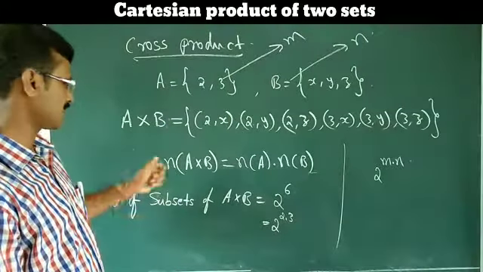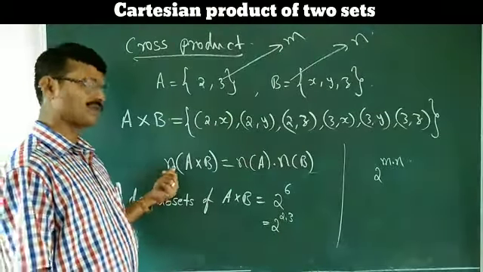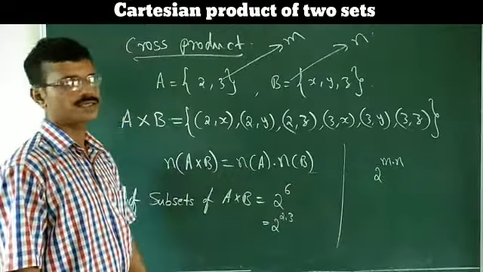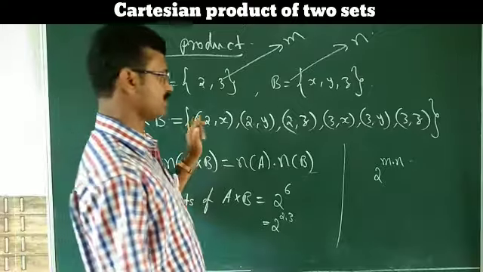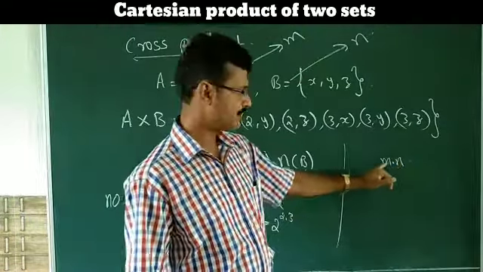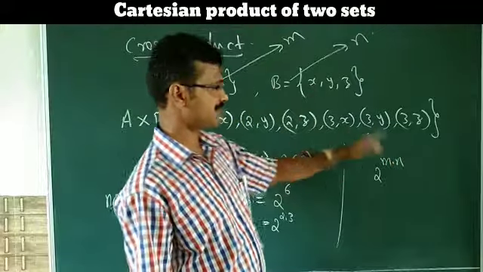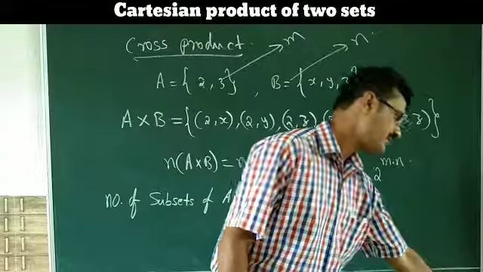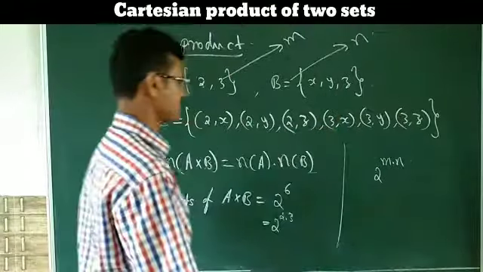This is one result regarding the cross product. One result is n of A cross B is equal to n of A into n of B. Another thing is number of subsets of A cross B is equal to 2 to the power m into n, where m is the number of elements in the first set, n is the number of elements in the second set. This is also a result we will come across in cross product.